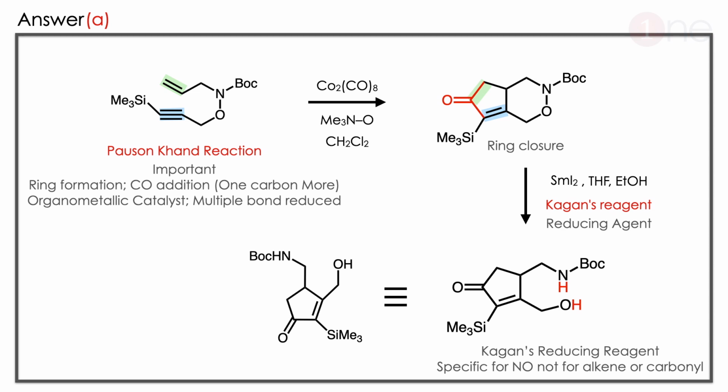Then you are using samarium iodide. It is known as Cohen's reagent. It's a reducing reagent. It only reduces the N-O bond, converting nitrogen and oxygen into their respective reduced species. So oxygen becomes alcohol, nitrogen becomes amine. So the product is clearly A. Here you have to learn two things. One is the Pauson-Khand reaction. It's important because ring formation, carbonyl addition and reduction of multiple bonds happen here. And Cohen's reagent is selective only for N-O bonds. It will not reduce any other bonds. So N-O gets converted to NH and OH.